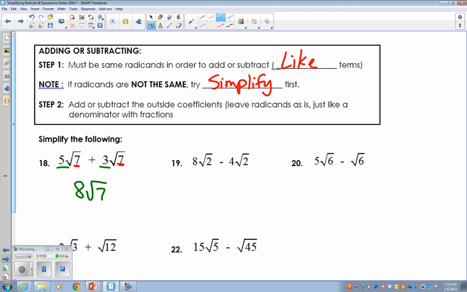Okay? Now, do the next two for me, because now that you know they have to be the same to add them, you can go ahead and simplify. All right, so hopefully we got 4 square root of 2. And then what about 20 when we subtract? Yeah, 4 square root of 6. All right. If I don't have a coefficient, remember it's like if 1 is there.